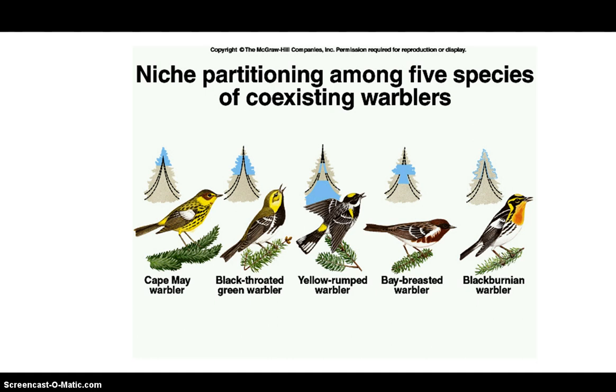So they have reduced competition. They have become adapted to specific parts of the tree, which is better for all of them because, as we said before, if they were to directly compete with each other, one of the species or multiple species would end up becoming extinct from that area. So by niche partitioning, they're able to reduce the amount of competition and spread out the use of the resources better.